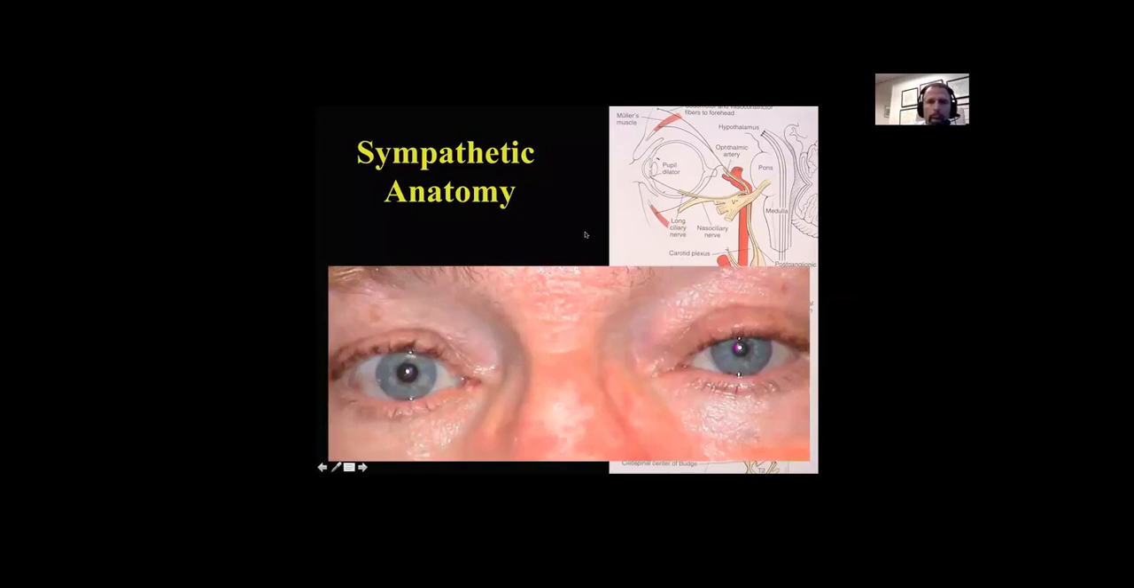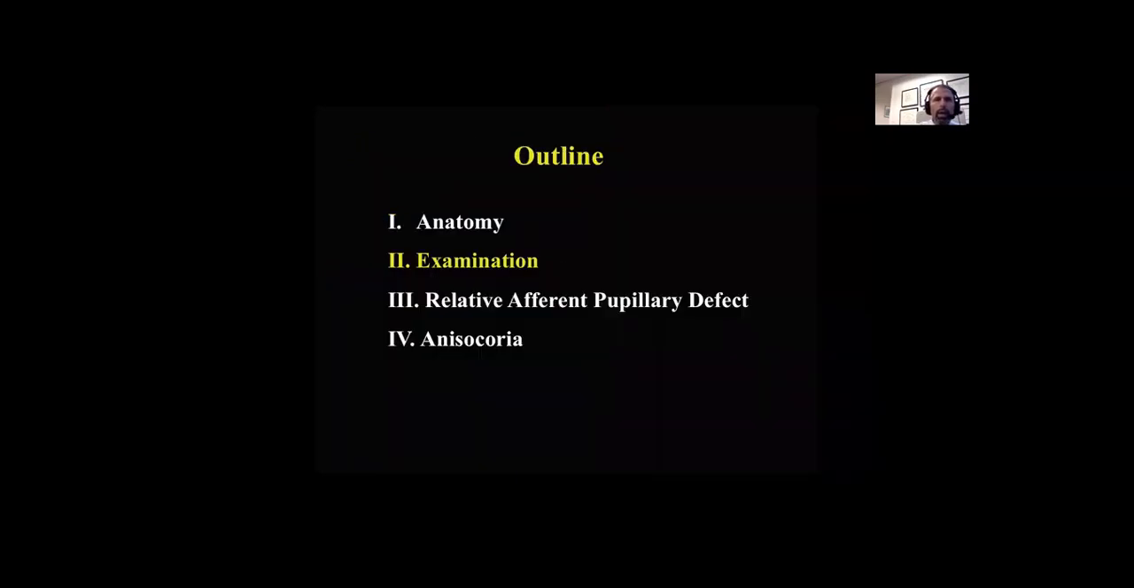And when there's a problem with the sympathetics, you might see something that looks like this, where there is a slight ptosis because of Mueller's muscle not getting the correct innervation, and relative miosis, and we'll talk more about this when we talk about anisocoria and the differential diagnosis. So that's the relevant anatomy, and hopefully that's a review. Everyone has known that and committed it to memory.